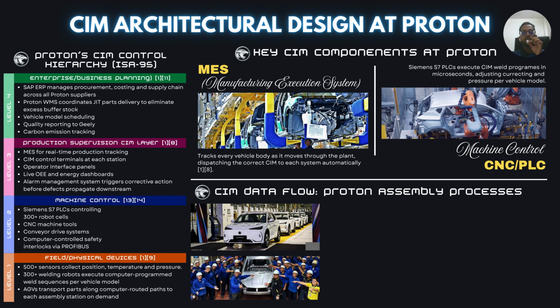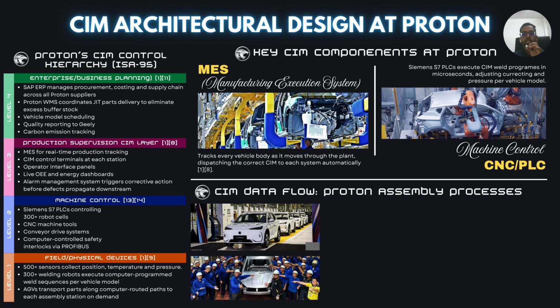Moving on to how CIM is structured at Proton, it follows the ISA 95 control hierarchy across four levels. Level 1, over 500 sensors and 300 welding robots collect physical data. Level 2, Siemens S7 PLC control robot cells, conveyors, and safety systems. Level 3 is the supervisory CIM layer.